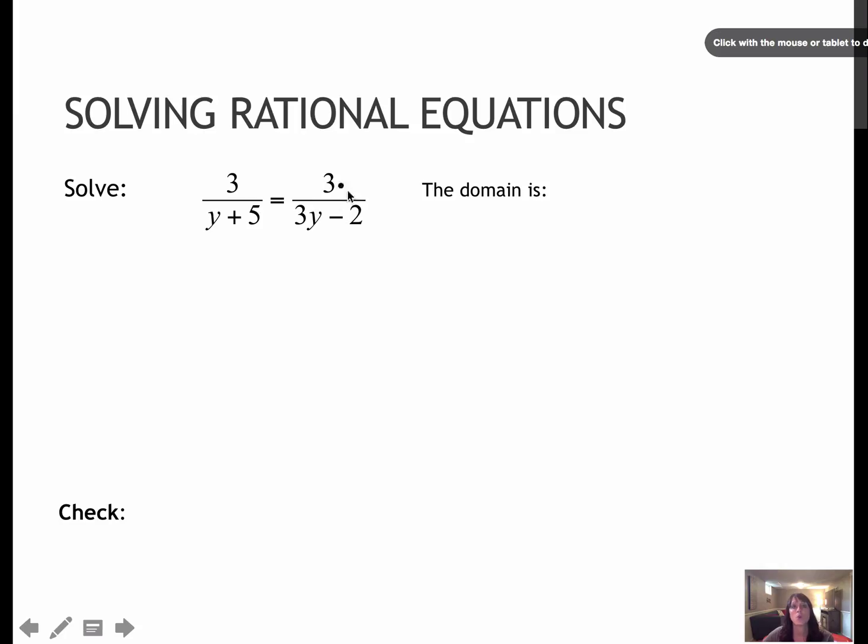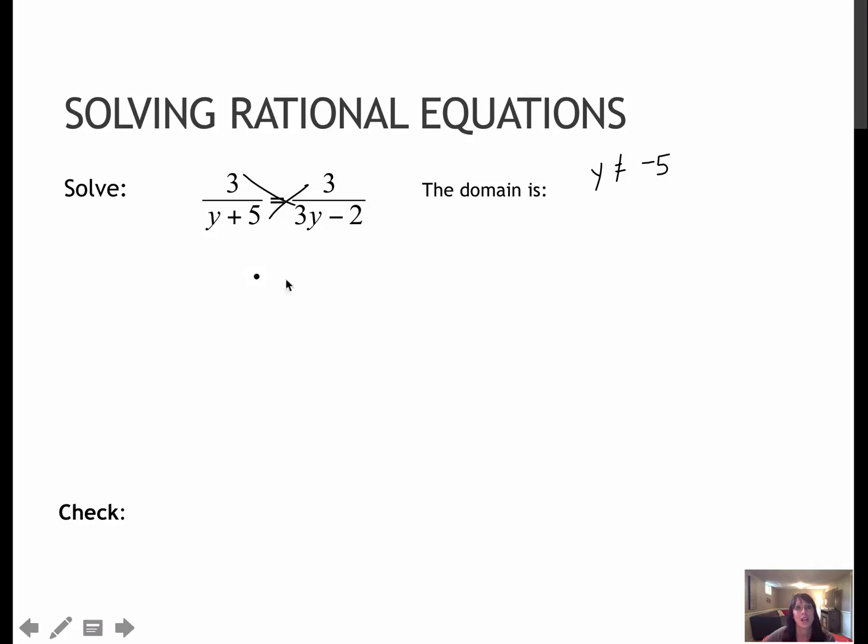This is one of those first example equations where, as you can see, I only have one term on each side, which means I can just cross multiply to solve, which will be easier than finding the least common denominator. Let's go ahead and restrict the domain so I know that y can't be what value would make this 0, which would of course be -5.